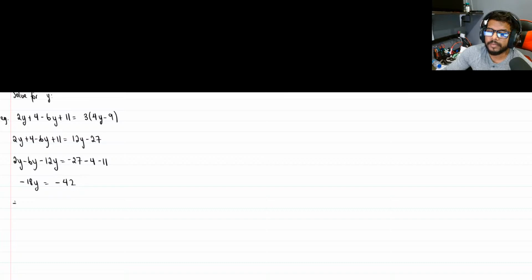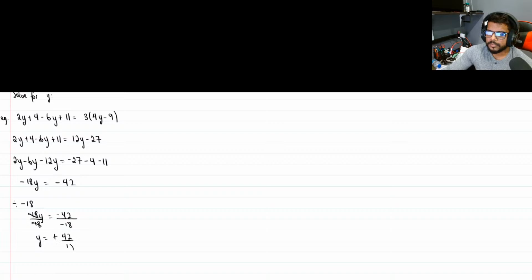Now I have to divide by the coefficient of the variable on both sides. So I'm dividing by minus 18 on both sides. Minus 18y over minus 18 is minus 42 over minus 18. The 18 cancels with the 18 all the time, leaving my y alone. A minus and a minus will be a plus.